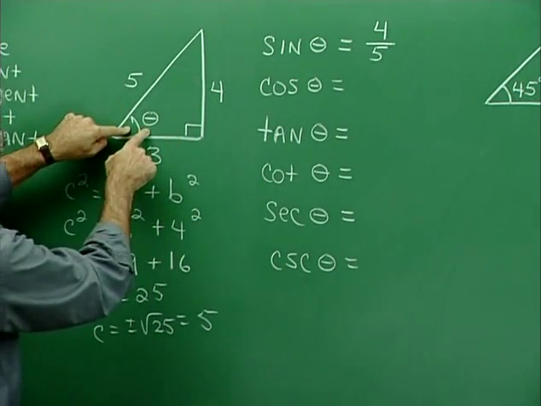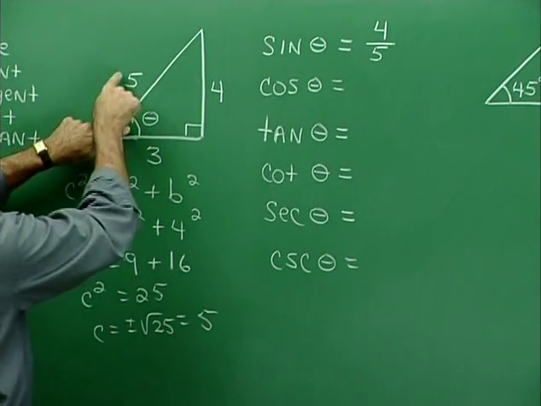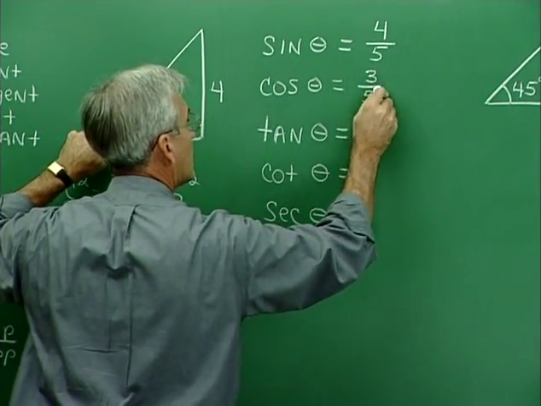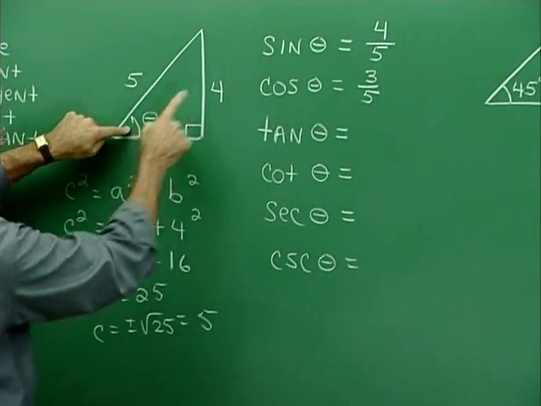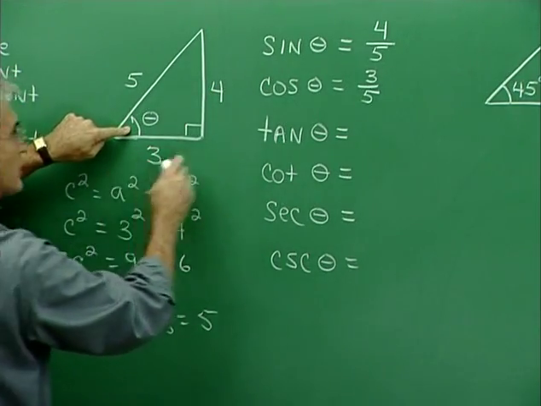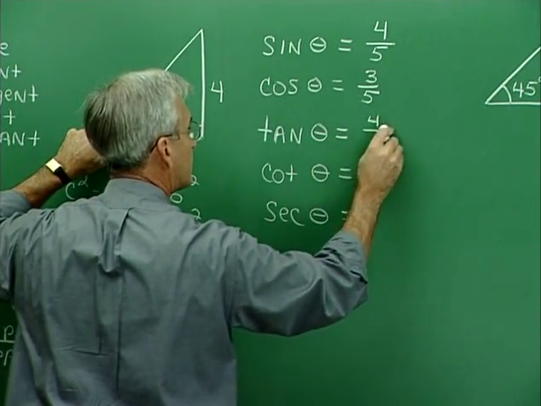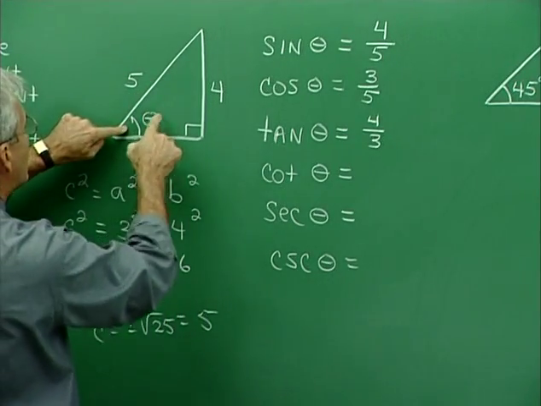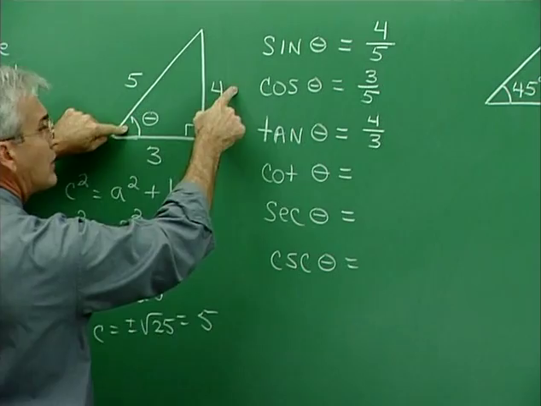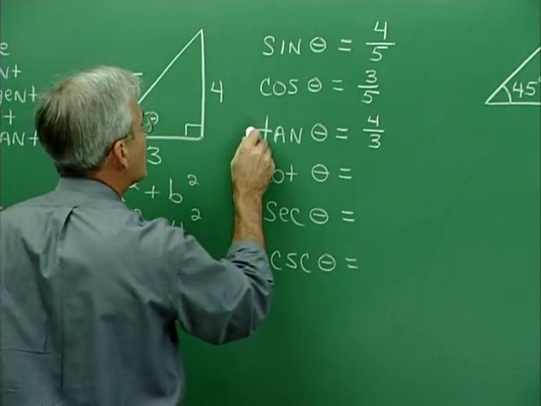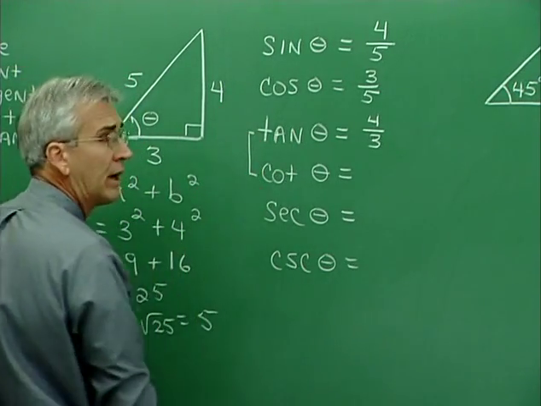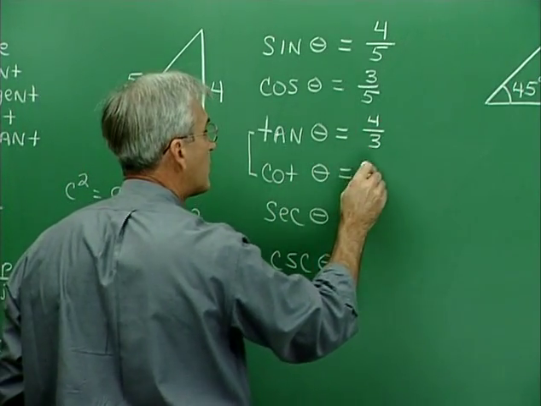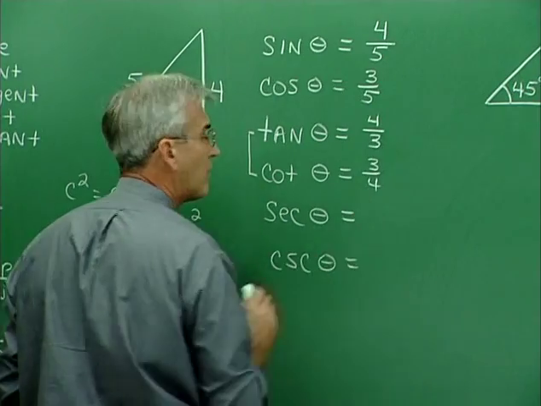The cosine of this angle is the adjacent side over the hypotenuse, or 3/5. The tangent of this angle is the opposite side over adjacent, so it's 4/3. The cotangent is, well, let's see, it would be adjacent over hypotenuse. But you know, we realize that these are reciprocals of one another. So the cotangent of theta will just be the reciprocal of 4/3, 3/4.